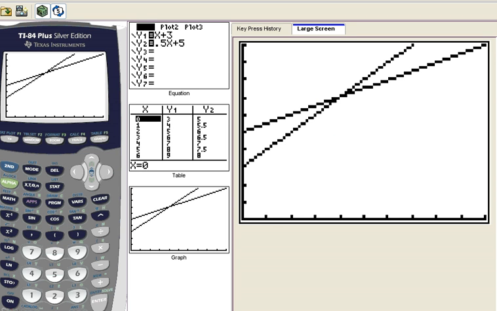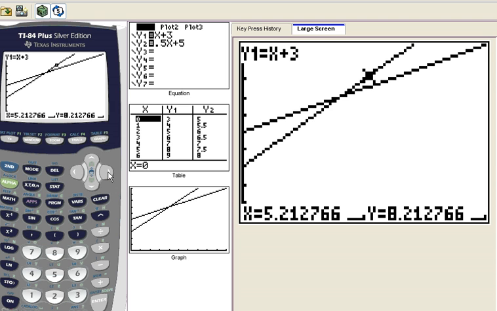I'm going to press trace here. And right now I'm on Y equals X plus 3, which is Gaslight. And you'll notice that it's above the other line here. If it's above that line, that means it costs more, because Y is how much it costs. If I go down to the other one, you can even see at that point it costs $7.60 and $8.21.